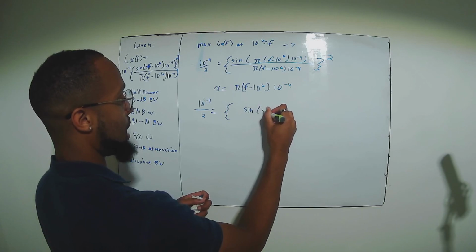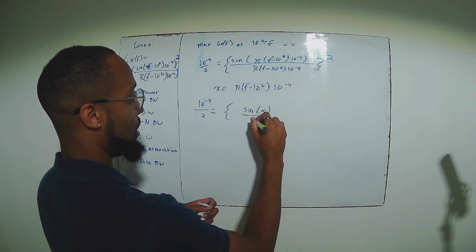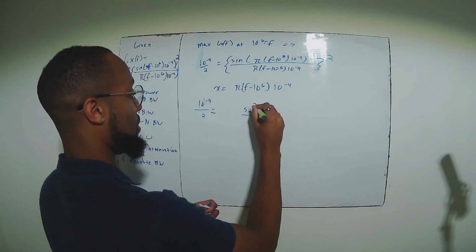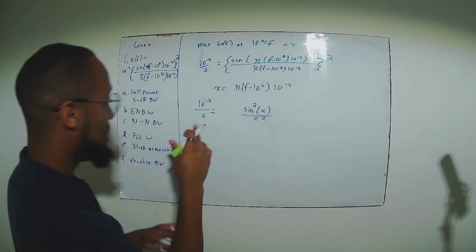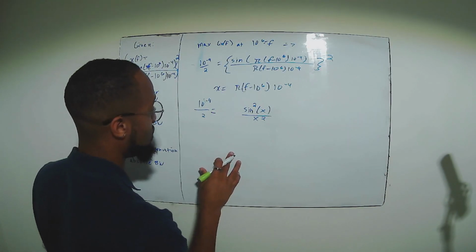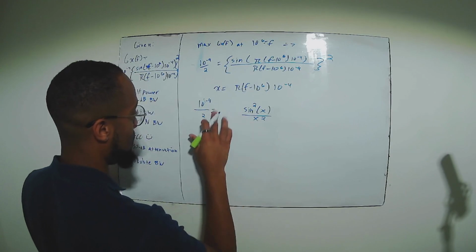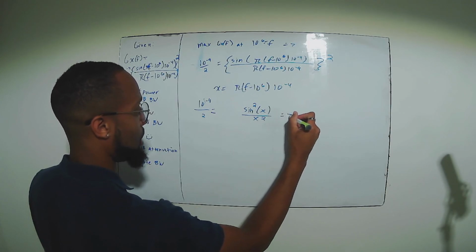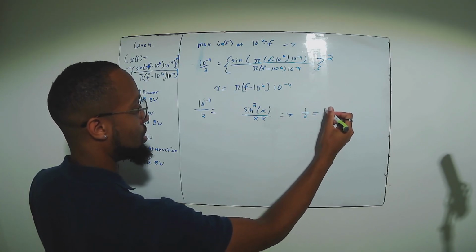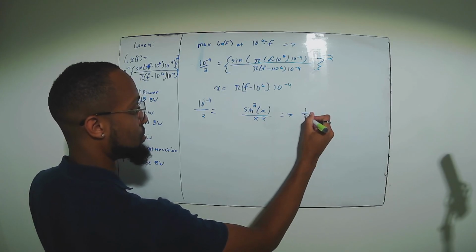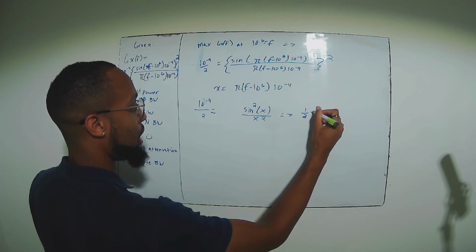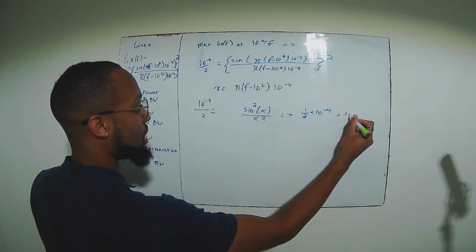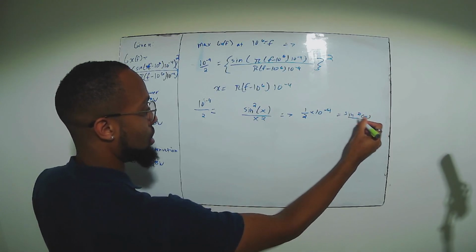So here you're going to get sine of x. This inside part is x, and then you have x on the bottom because this is x here, and then you have all this squared. So what you end up with is sine squared of x over x squared is equal to 10 to the minus 4 divided by 2. So you divide this. This is going to be 1/2. So 1/2 times 10 to the minus 4 is equal to sine squared of x over x squared.